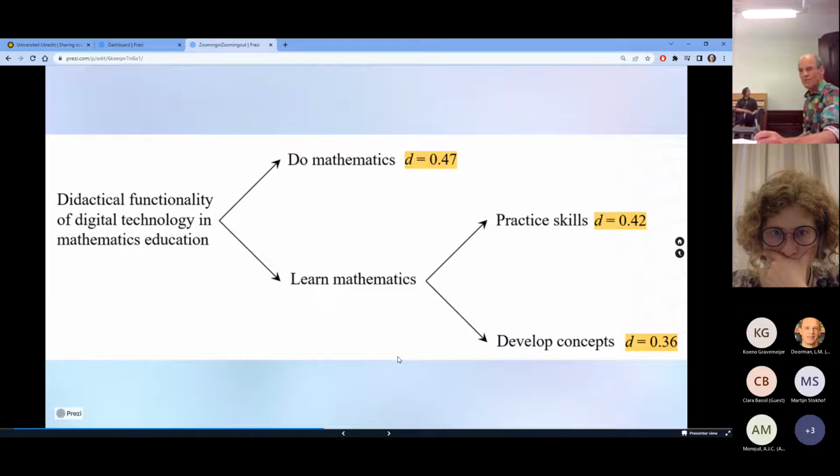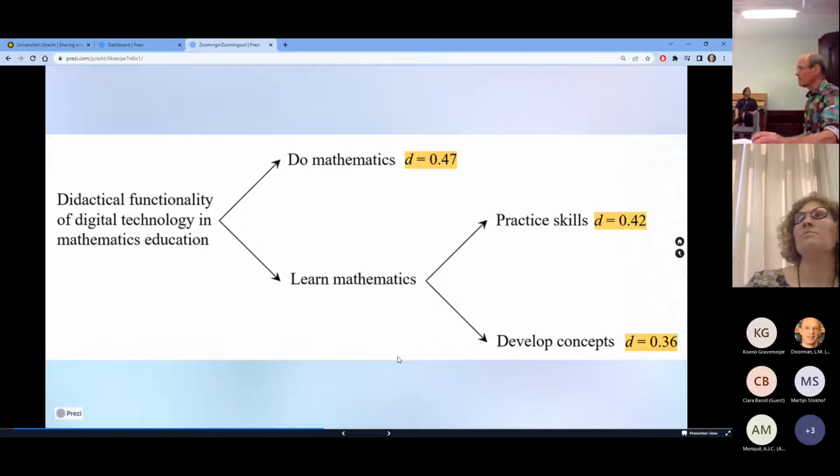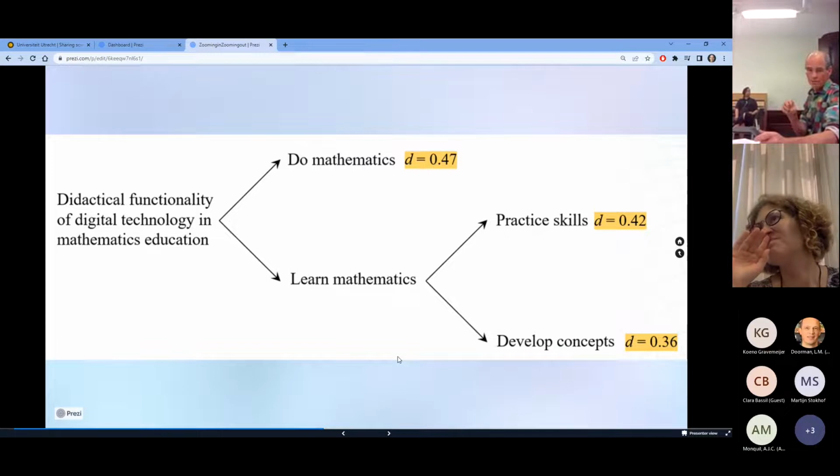And what you see in these effect sizes here is that, of course, concept development is the most difficult to achieve, which makes sense. So I was very pleased to see that Young, in his meta study, used the initial three sections that we defined already a long time ago.